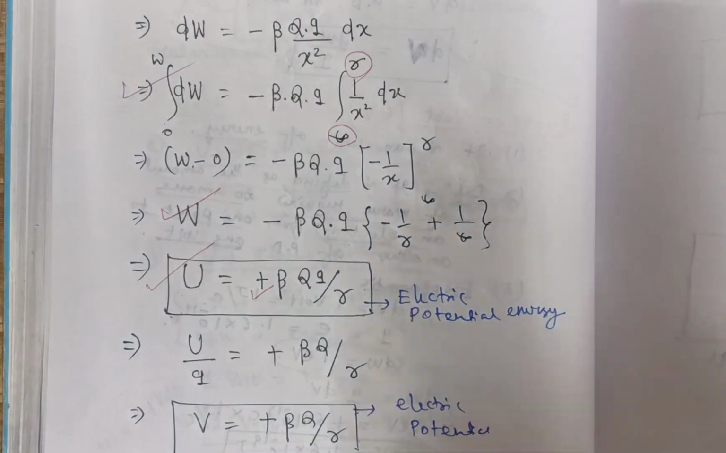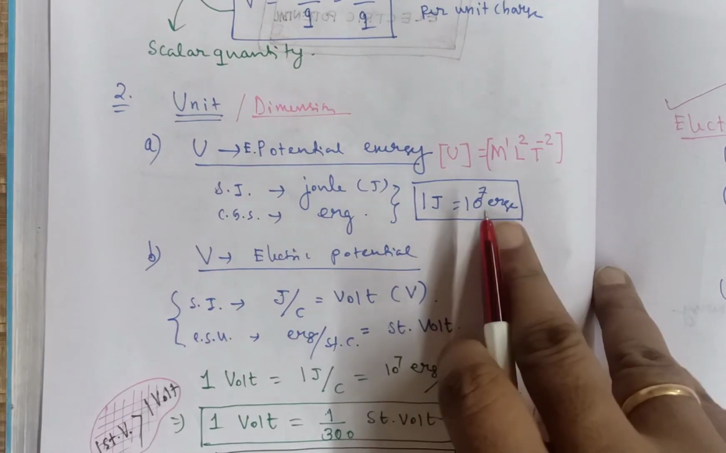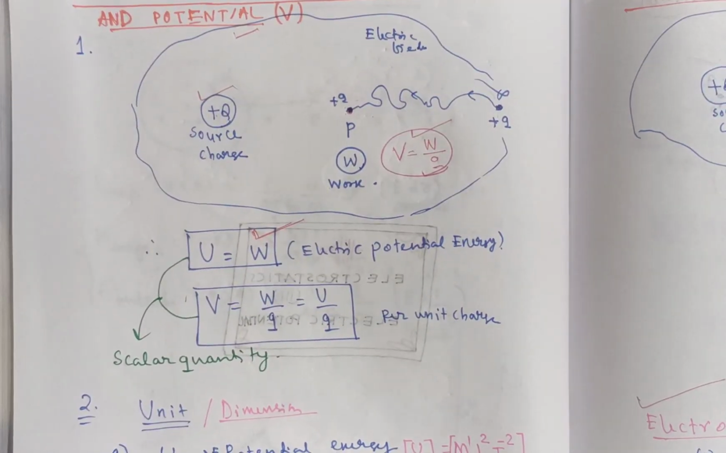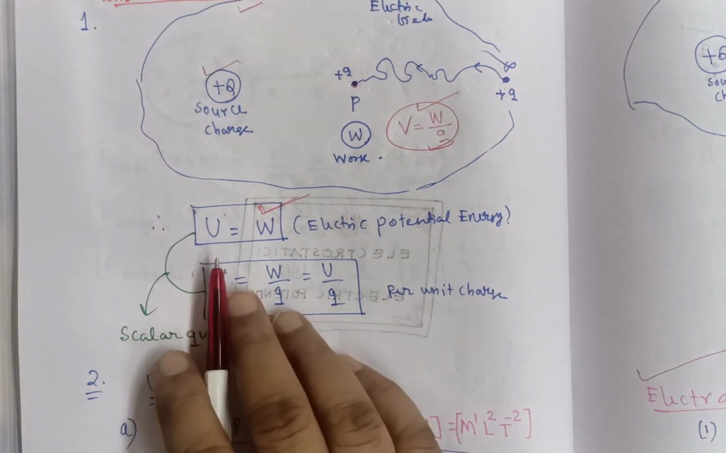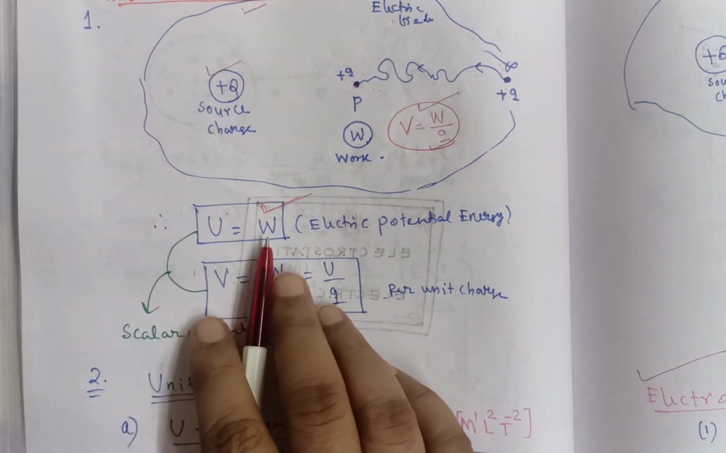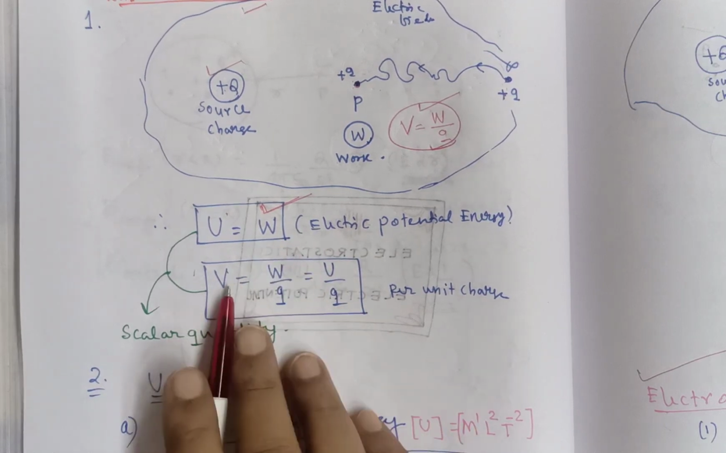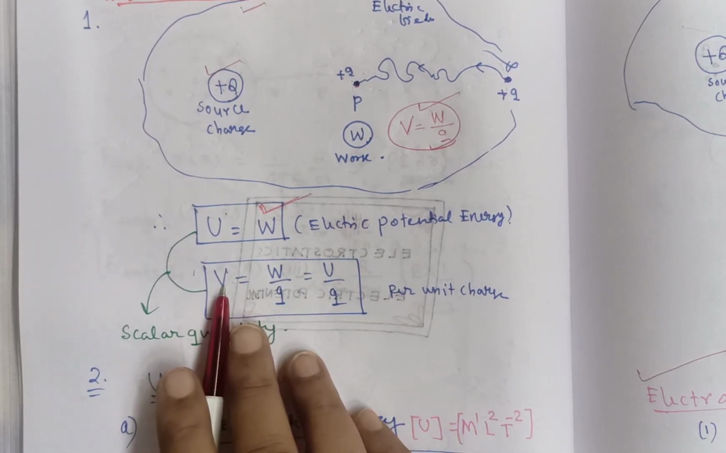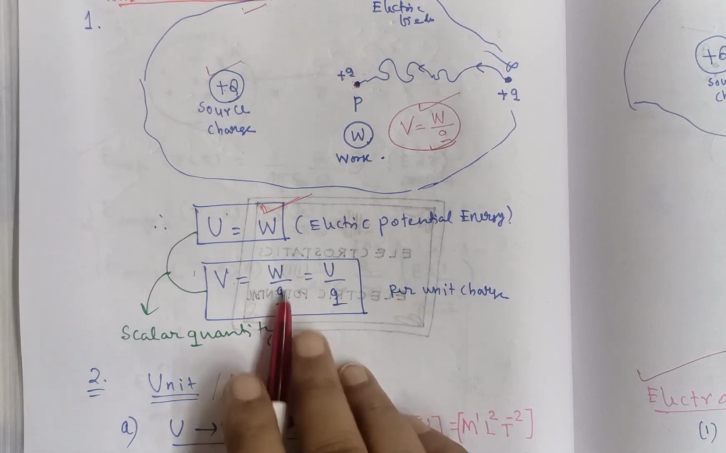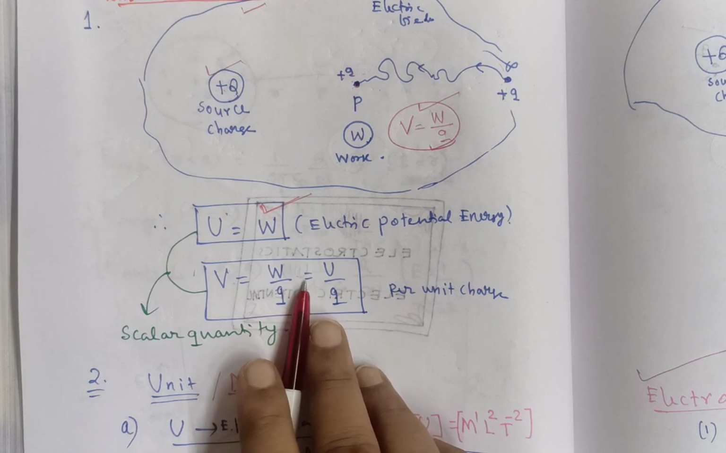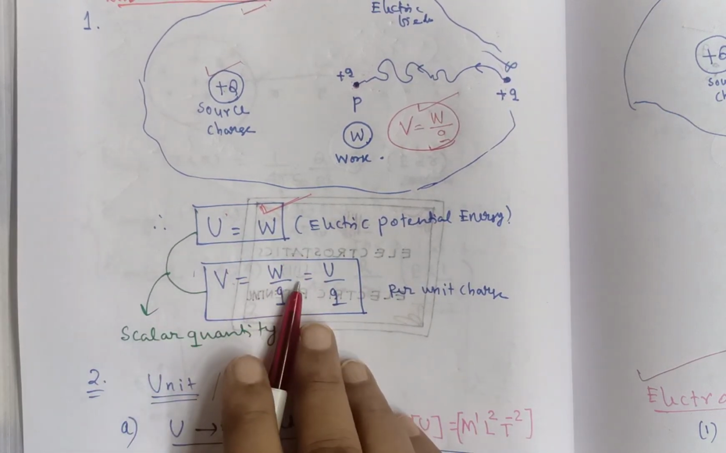So what we have discussed today, we will just go through it. First, to define what is electric potential energy and electric potential. Potential energy means some amount of work for moving a test charge from infinity to the desired point. Similarly, what is electric potential? Some amount of work per unit test charge. If the unit of work is joule, its unit will be joule per coulomb, or you can say volt. And both are scalar quantities.